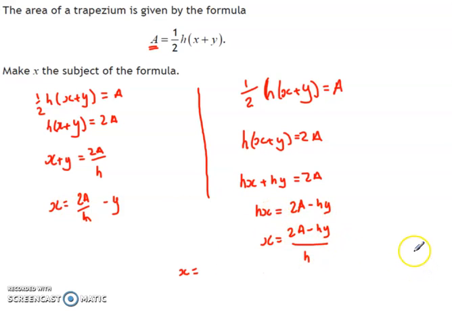Looking at the two of them, you're saying to yourself, well, they're two different answers. How can they both be the same? Well, this here is the equivalent of this. All we've done is essentially taken all of this one here and put it over a common denominator of h to combine it into one fraction. This here could simply have been 2a over h, take away y times h, so hy divided by h, combining it, giving me 2a take away hy divided by h.